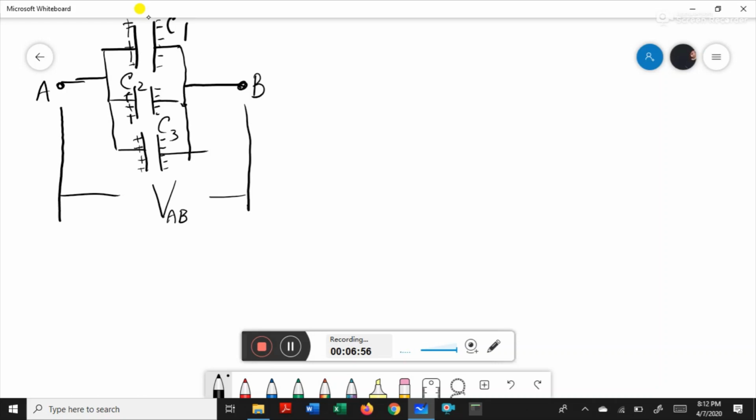As you know, in case of parallel combination, since all the capacitors have the same capacitance, they will store the same charge. Let's say this is Q1 dash, Q2 dash, Q3 dash. Since C1, C2 and C3 are identical, Q1 dash is equal to Q2 dash is equal to Q3 dash.